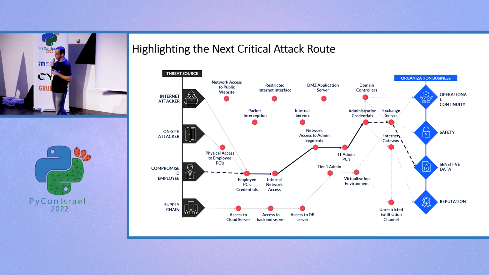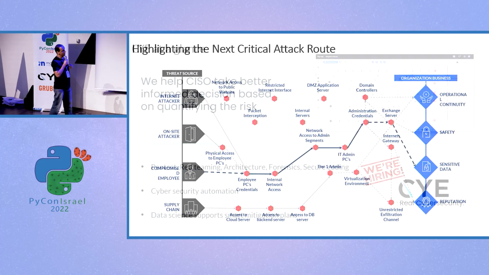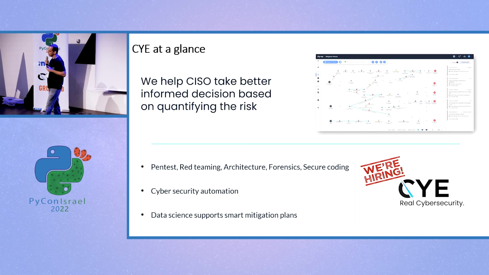Instead of giving a shopping list of vulnerabilities and coming back to it when you finish, we are the CISO's best friend. We help CISOs to take better informed decisions based on quantifying the risk. So we have different departments. We have the pen test, red team, architecture review, forensics and secure coding, the services department, which I'm part of. We have the R&D department, the cyber security automation that Eyal is part of. You have data scientists that support the smart mitigation plans, and it all comes together into a single platform that we develop at SAI.